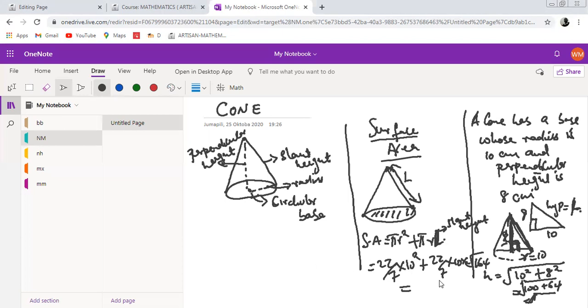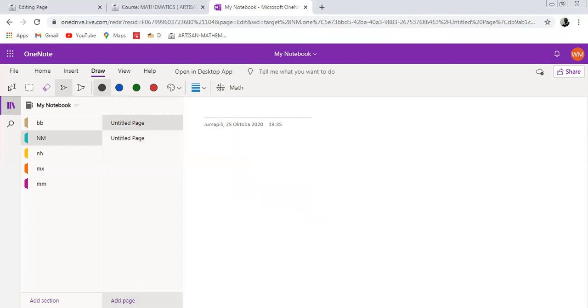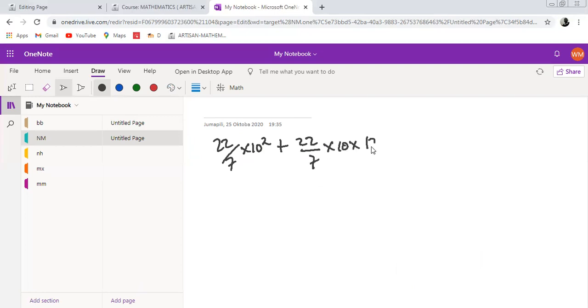This one is giving me an answer of 12.8. That is the square root of 164. So you can simply come here and compute this and get the final answer. So let us see how our answer is going to be. It's going to be 22/7 times 10 squared, plus 22/7 times 10 times 12.8. So this part is going to be 22 times 100.